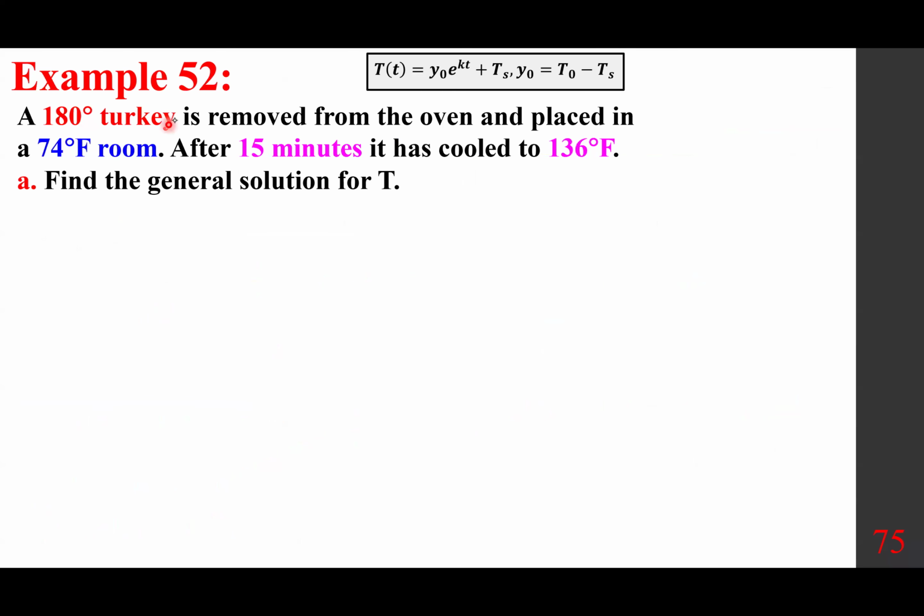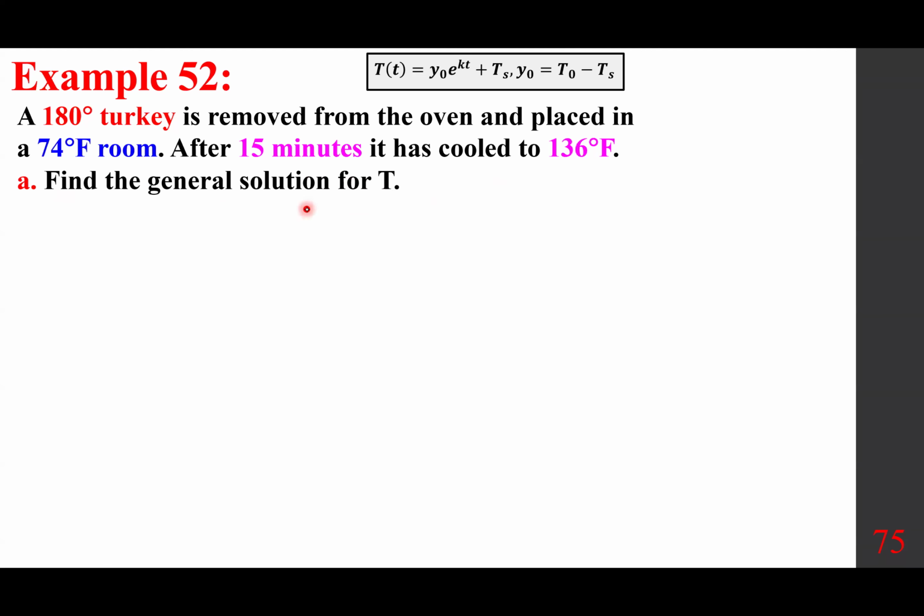A 180-degree turkey is removed from the oven and placed in a 74-degree room. After 15 minutes, it has cooled down to 136 degrees Fahrenheit. Find the general solution for T. By the way, normally class, we want to find the temperature, let's say in 20 minutes, 30 minutes, 60 minutes. But I highly recommend you find this because they may not ask you for this. I like to do that.